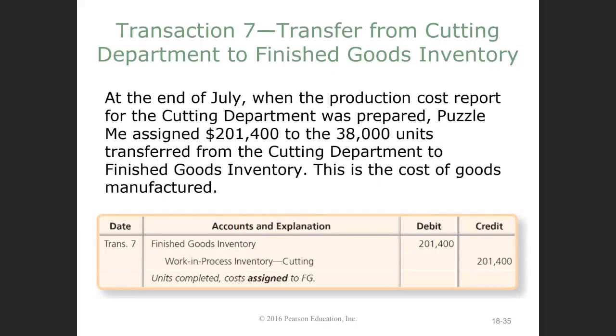At the end of July, when the production cost report for the cutting department was prepared, Puzzle Me assigned $201,400 to the 38,000 units that were transferred from the cutting department to finished goods inventory. This is the cost of goods manufactured. So we're going to debit our finished goods inventory account, and we're going to credit our work in process inventory account for cutting. So they are moving it to finished goods, taking it out of cutting, and we have units completed, and our costs are now assigned to our finished goods account.